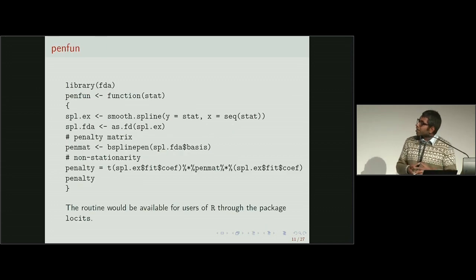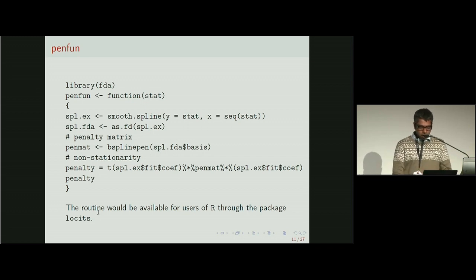Now, the penalty function itself is a very simple function. It only requires you to mention the time varying trajectory. You can mention the posterior mean, you can mention the variance, whatever you want, and it does its thing. It depends on the FDA package. It's still not in CRAN. I have not put it there, but sometime this year I plan to include it or distribute it as part of the LOCITS package. But I'm also happy to, if you need it, just write to me. I will send it to you by email.